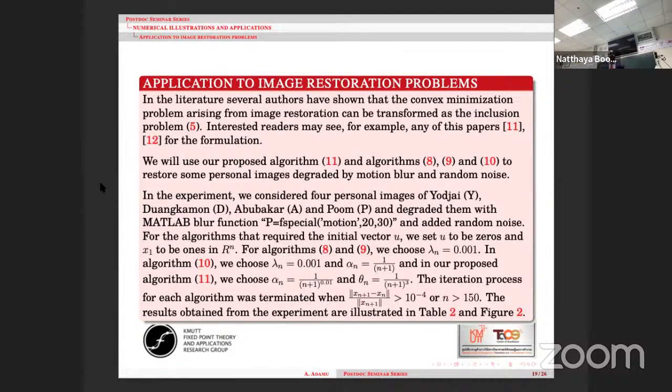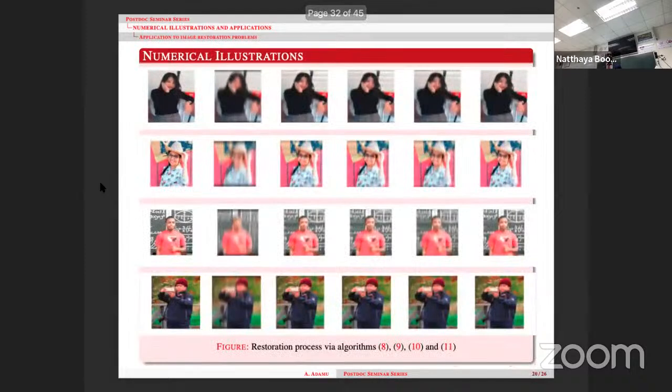We use our proposed algorithm 11, algorithm 8, which is the forward-backward algorithm, Zeng's algorithm 9, and Takahashi et al.'s algorithm to restore some personal images degraded by motion blur and random noise. So in the experiments, we consider Ying's image, which we represent by Y, Os image, which we represent by D, my picture, which we represent by A, and Professor Holmes' picture, which is P. We degrade the images using the motion blur function in MATLAB. We added random noise, and setting our control parameters to be this, we obtained these results.